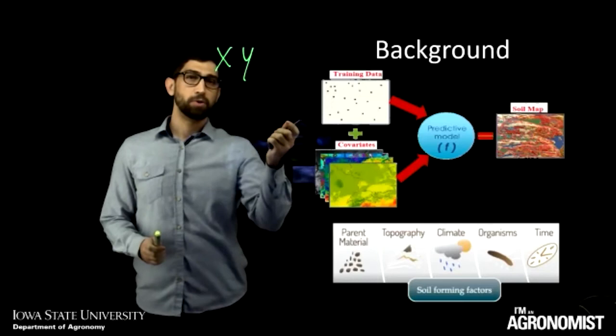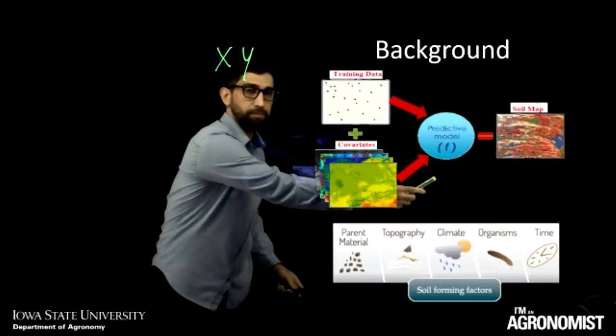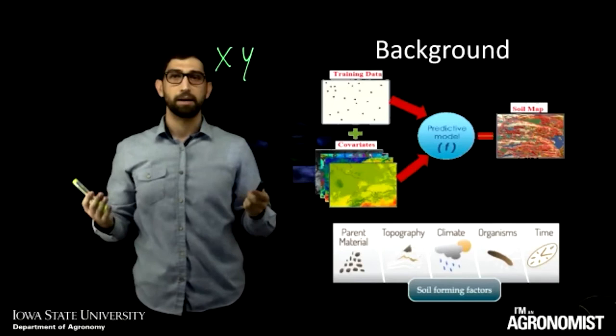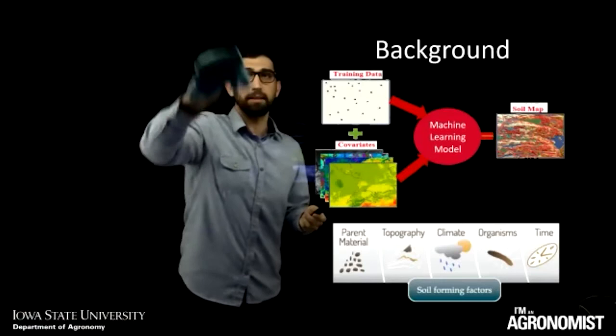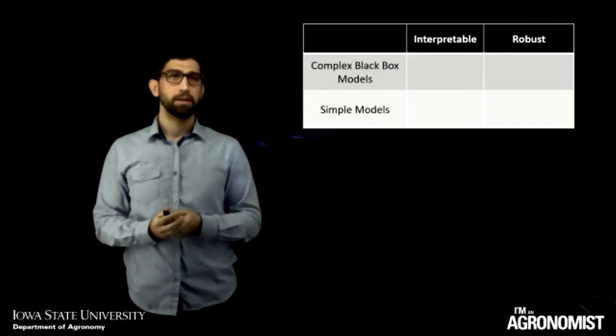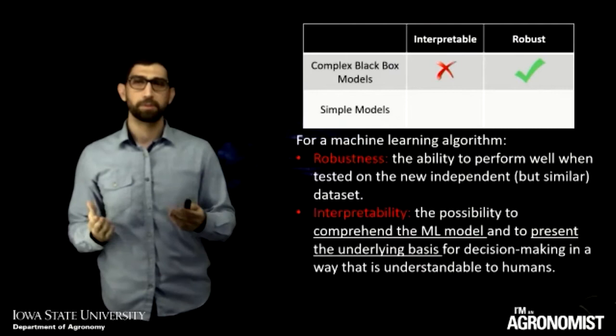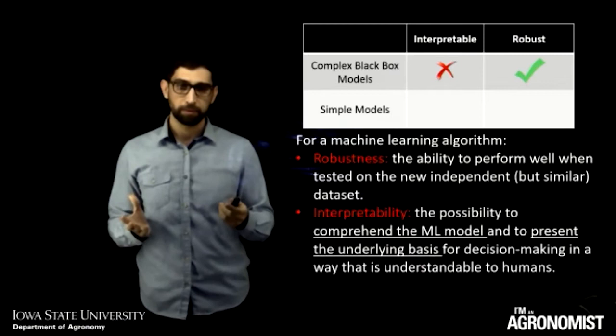We pair this georeferenced sample data with the corresponding pixel values of the covariates, train a model, which is a predictive model here, and then use that model to produce soil maps in our study area. This predictive model is basically a machine learning model. It could be a complex black box model like deep neural networks or random forest, and they are robust, which means that they have the ability to perform well when they are tested on a new data set. But their interpretability lacks, which means that we cannot comprehend the machine learning model, and therefore we cannot present the underlying basis for our predictions.